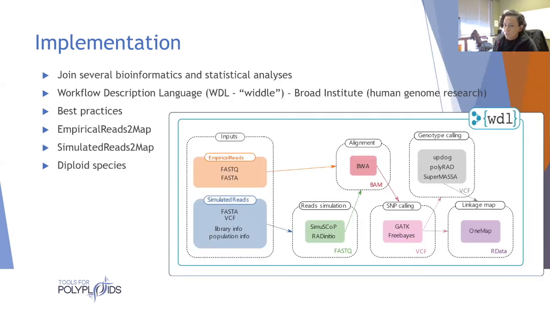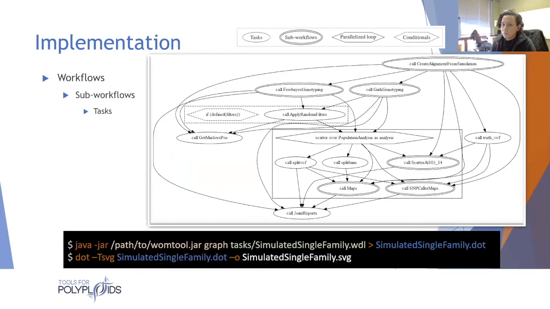This is the simplified version of the workflow, but if you really look inside the workflow file, and I can generate these figures just with a tool and the workflow file. This is a sub-workflow to simulate a single family. And then we generate these figures. The workflows are composed of tasks, that's the smaller units, and the tasks can be combined in sub-workflows that can be run independently. For example, I can just run Freebayes if I want, and I can combine the sub-workflows and workflows. And that was what I did for the main workflows.